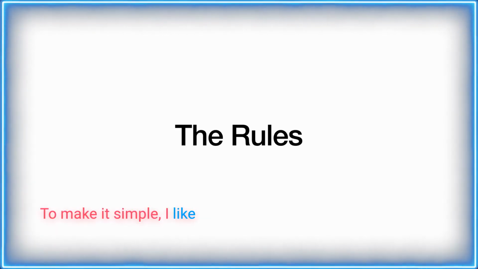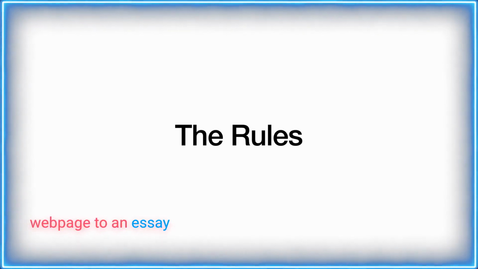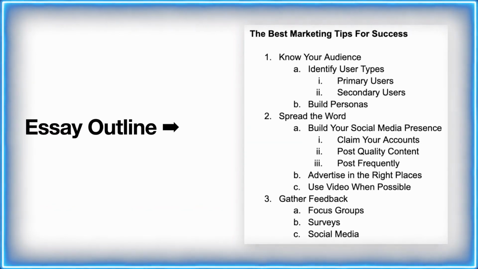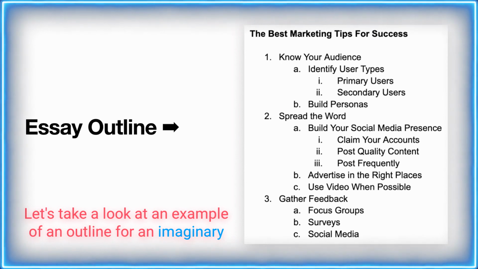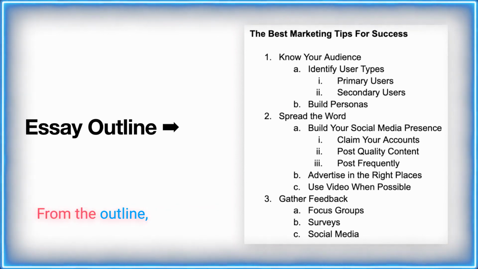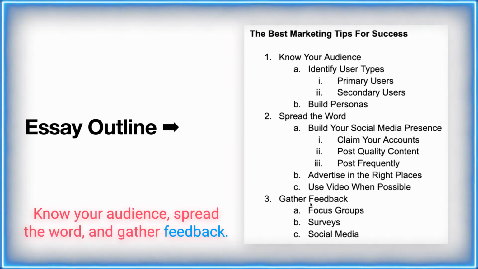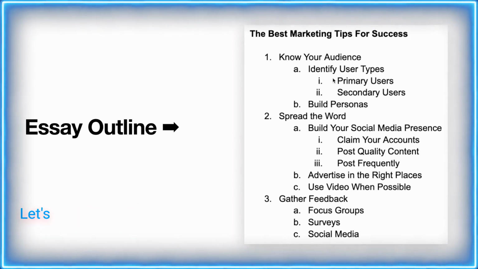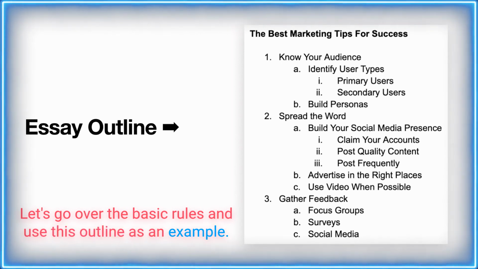To make it simple, I like to compare headings on a web page to an essay outline. Remember in school when you had to create an outline before writing an essay? That skill is finally going to come in handy. Let's take a look at an example of an outline for an imaginary article called The Best Marketing Tips for Success. From the outline, you can see that the article is broken into 3 sections. Know your audience, spread the word, and gather feedback. You can also see all the subtopics inside each of those sections. That's exactly how headings should be used.